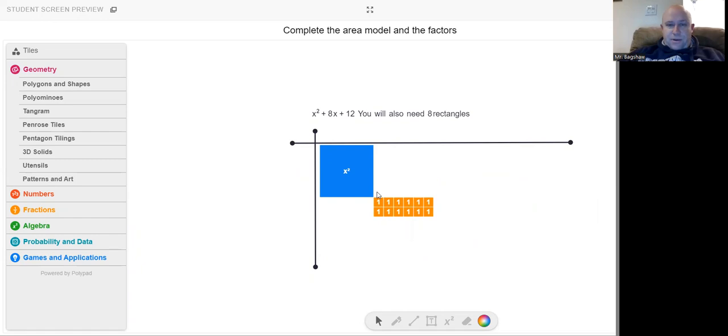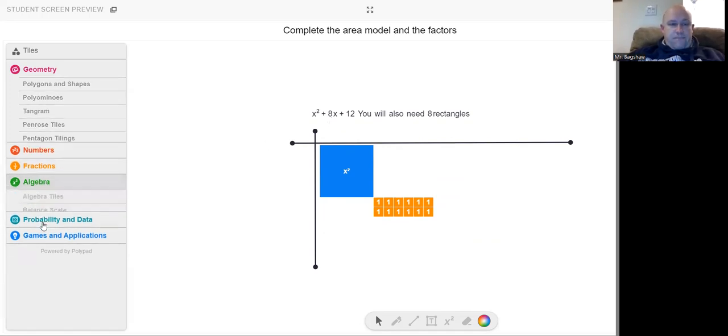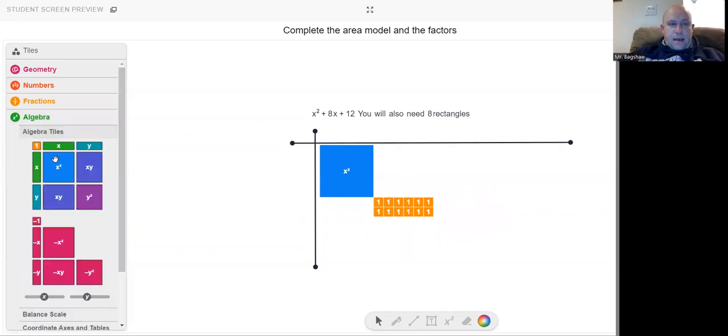Now, I personally can see straight away here. I got 1, 2, 3, 4, 5, I got 6 rectangles here, and I got 2 rectangles here, and that would actually finish off my picture. And 6 add 2 obviously gives me 8, which is what I'm looking for. Now, if we do want to add those rectangles in, algebra, and then algebra tiles, and you can then select whichever shape you want to fill in the little gaps.